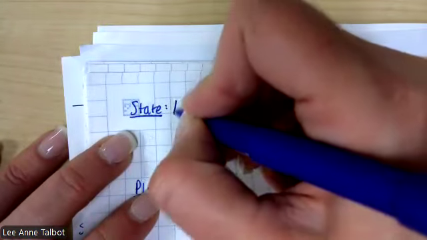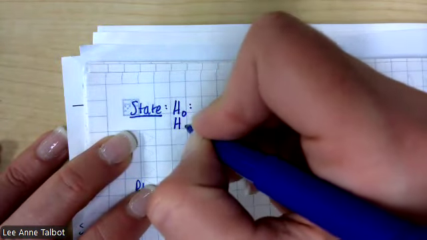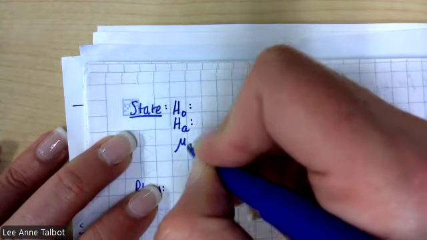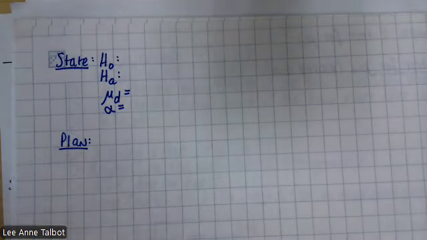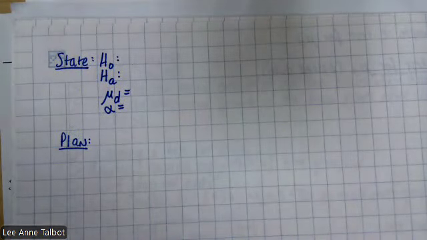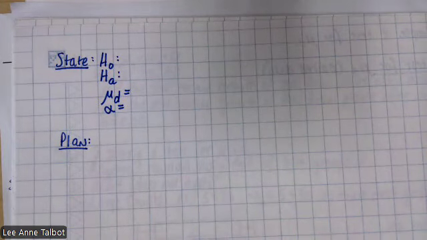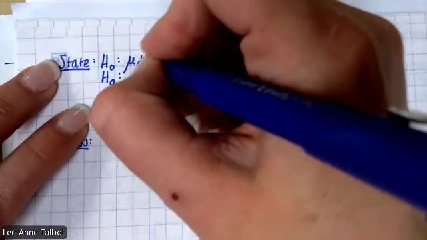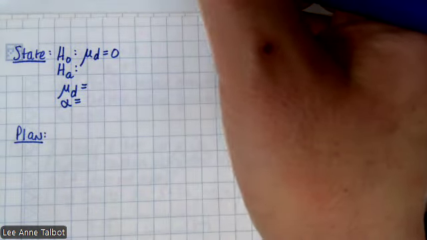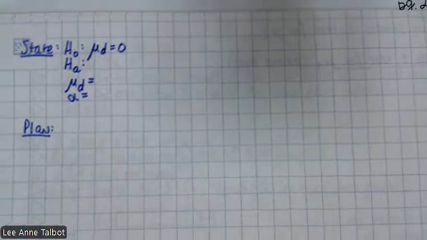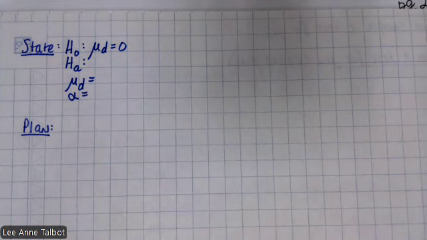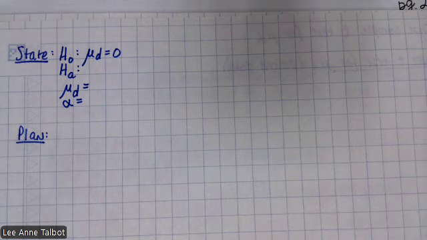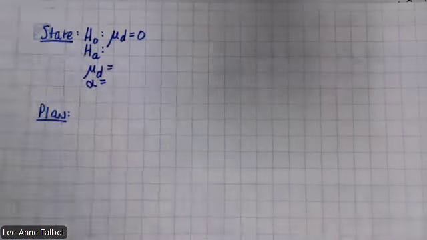State. Null hypothesis. Alternative hypothesis. Mu D equals 0. Always the same thing every single time. On this one, what is it asking? I didn't even read it. Let's see. It says, do the data provide convincing evidence that drying barley seeds in a kiln increases the yield of barley on average?